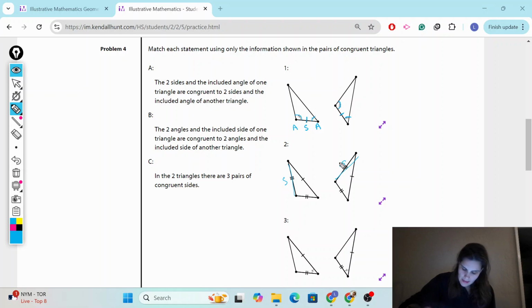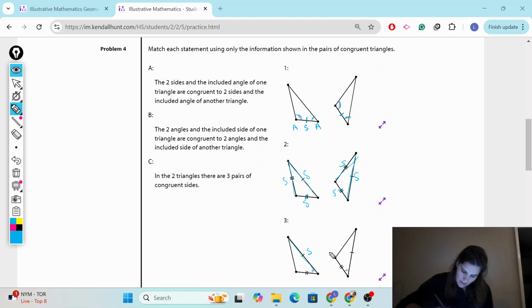Here we have a side congruent to a side. I'm matching the dashes. The dashes are sides. A side congruent to a side. Matching the dashes again. The dashes represent sides, not angles. And this side congruent to that side. So we have a side, side, side situation.